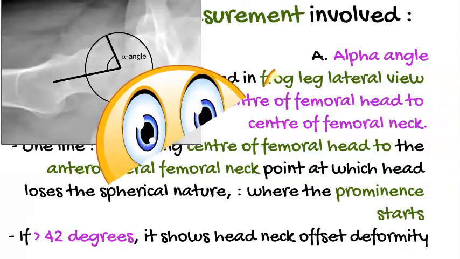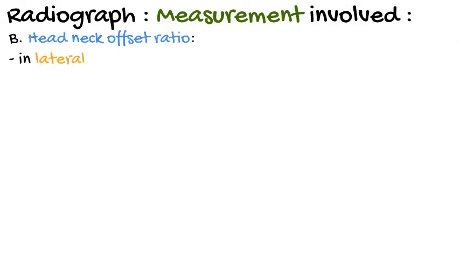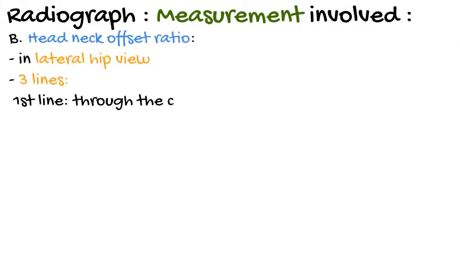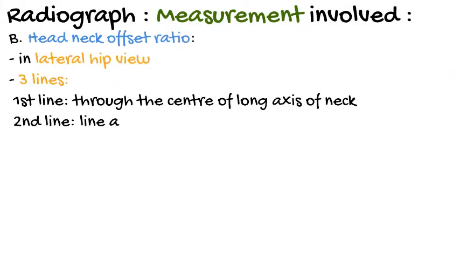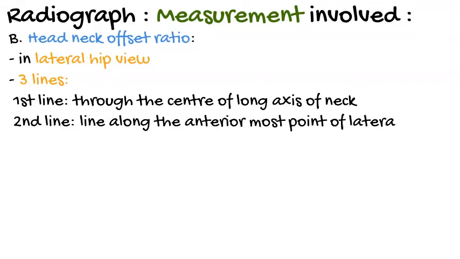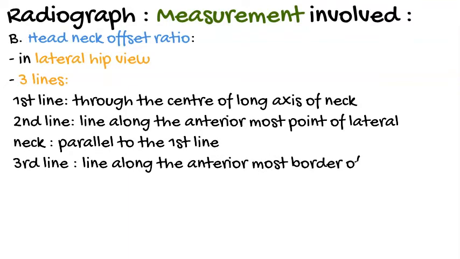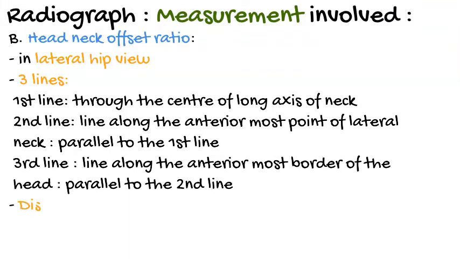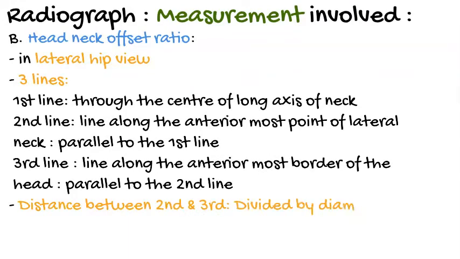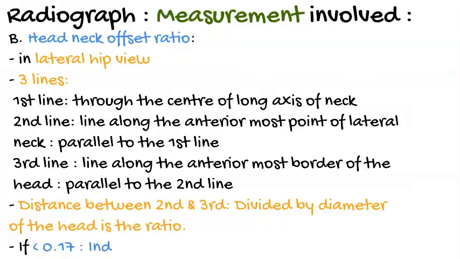B, head-neck offset ratio. We measure in the lateral hip view. It involves 3 lines. The first line is drawn through the center of the long axis of the neck. The second line is drawn along the anteriormost point of the lateral neck, parallel to the first line. The third line is drawn along the anteriormost border of the head, parallel to the second line.